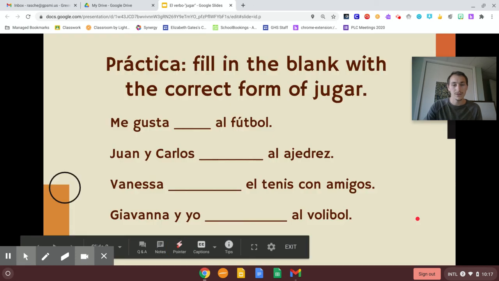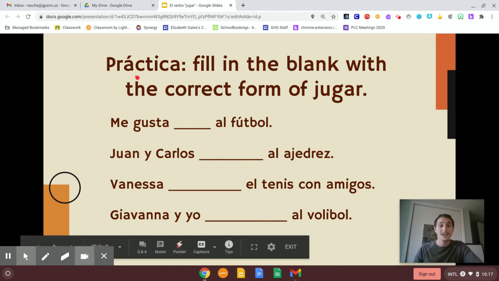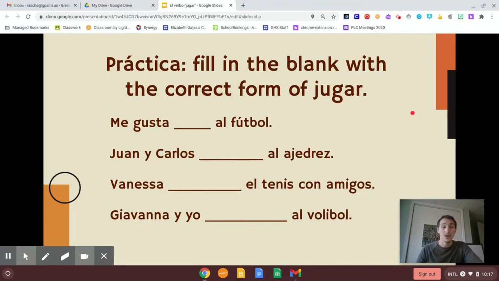All right. The next one. Now we're on to some practice. So, as we practice, you're going to fill in the blanks with the correct form of jugar. I'll read these sentences, and then I want you to fill in the blanks with the correct form of jugar. All right? Me gusta al fútbol.